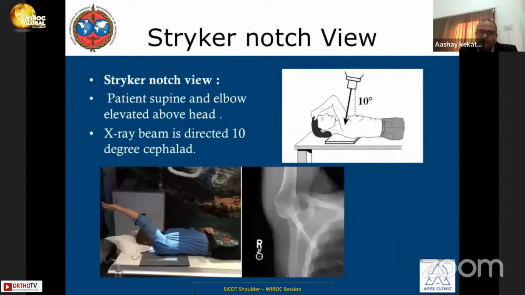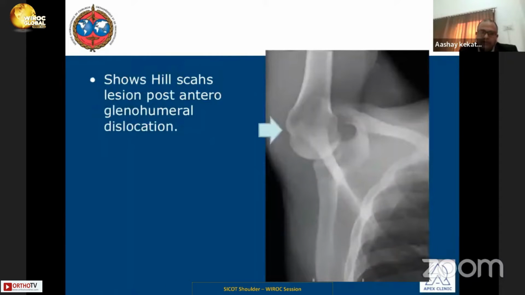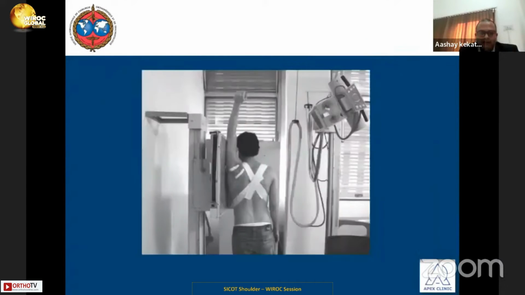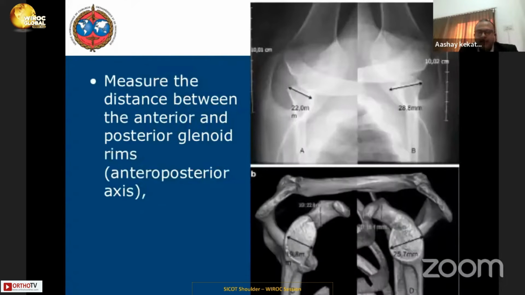The Stryker notch view: the patient is in supine position, with the elbow elevated over the head, and the beam is directed 10 degrees cephalic. It shows the Hill-Sachs lesion. And the Bernageau view helps in measuring the distance between the anterior and the posterior glenoid rims on the anteroposterior axis. But now this has been largely supplemented by the CT scan.